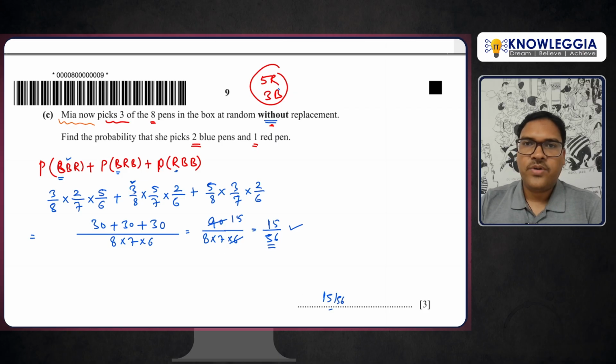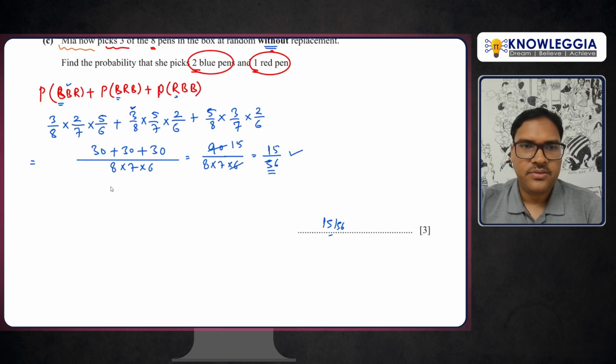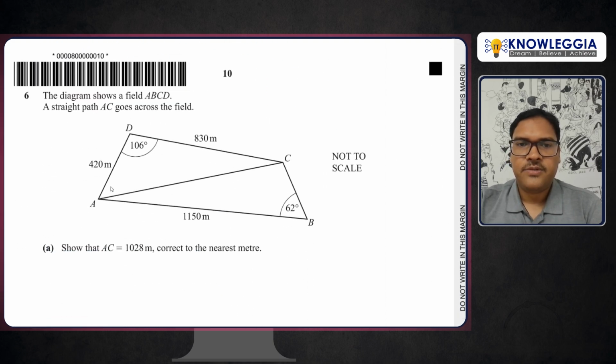So what we are trying to do is, we are just writing the cases of how she can pick 2 blue and 1 red pen. So that is how we can easily solve this. Now let's move to the next question.